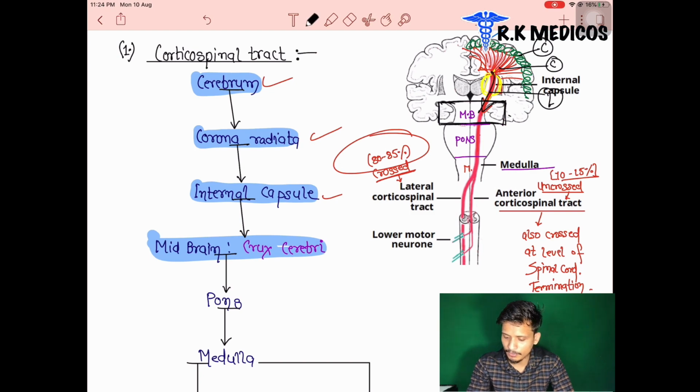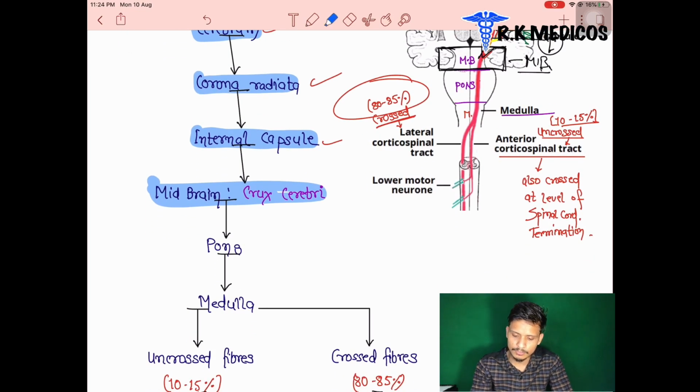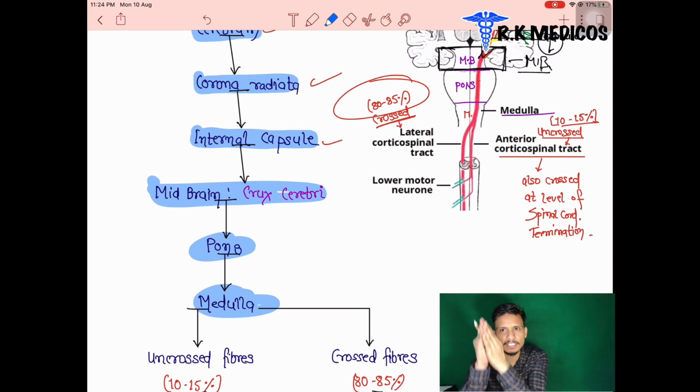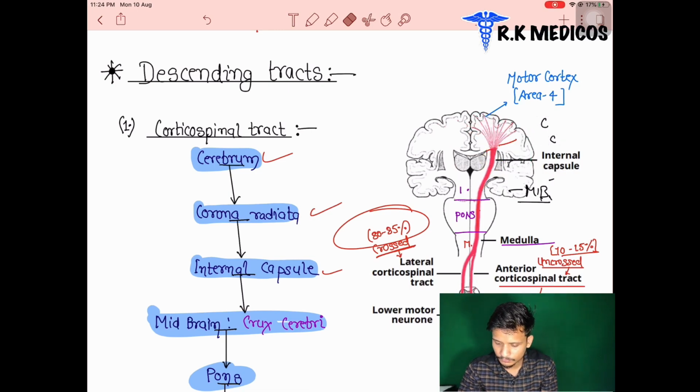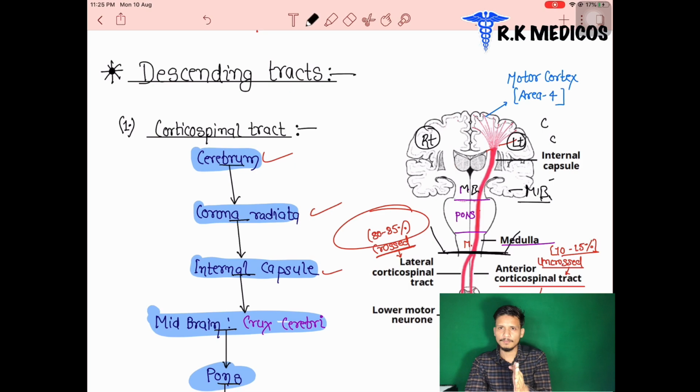Suppose this is the midbrain portion, and in the midbrain these fibers are moving down, passing through the crus cerebri, then the pons and medulla. Until the medulla these fibers are not going to cross anywhere. They are on the same side, whether it is the left portion or the right portion. So until the medulla these fibers are on the same side in the corticospinal tract.